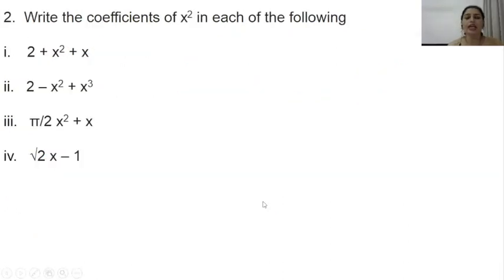Second question is, write the coefficient of x square in each of the following. We have to write down the coefficient of x square. So it is very simple. We first identify the term with x square. In front of x square you cannot see anything. That means we can write 1 here. When we multiply 1 into x square, we get x square as it is. So 1 is the coefficient of x square in this expression.